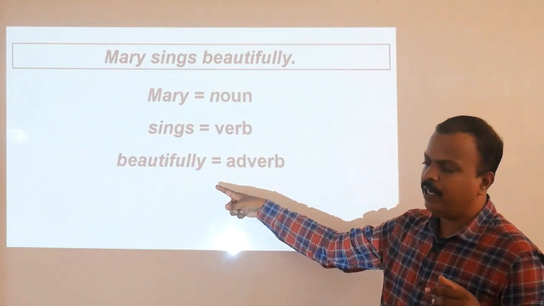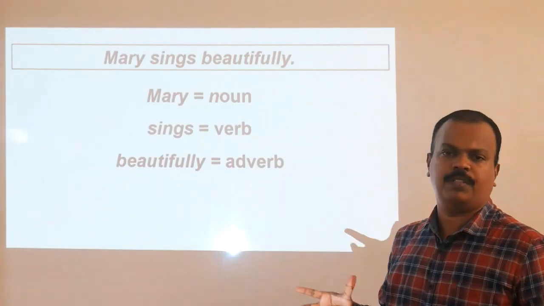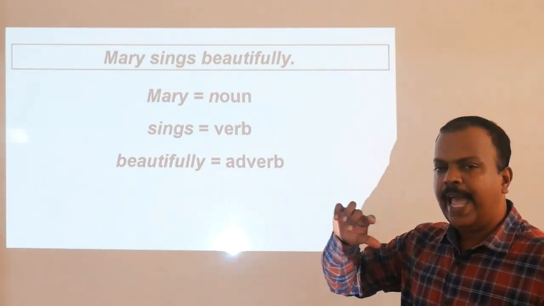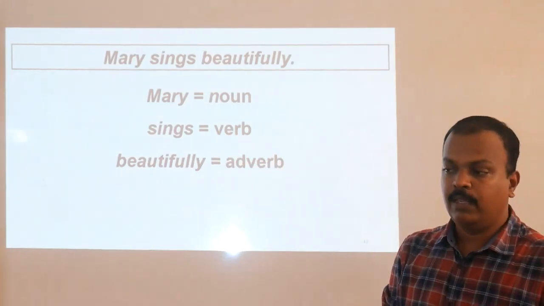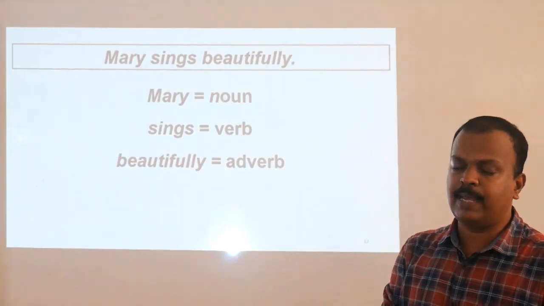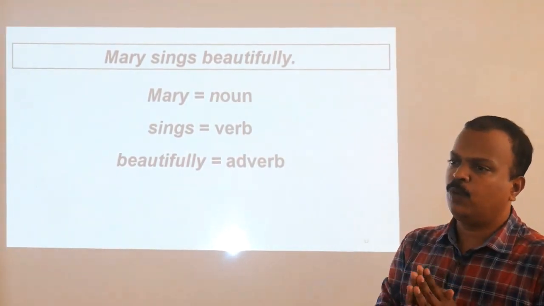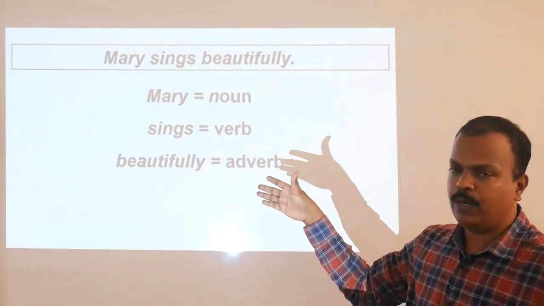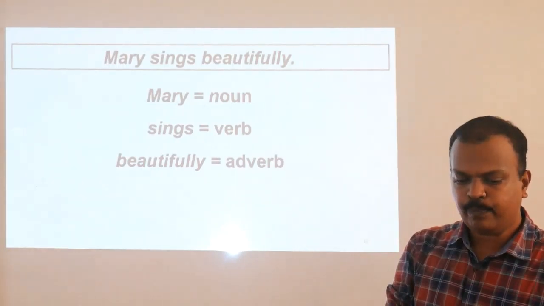Here, beautifully describes the verb sing. Yes, how does she sing? What is the manner? Beautifully. So we call it an adverb. Adverbs usually end in ly. I say usually. There are some adverbs which do not end in ly, but most of them do. So beautifully is an adverb. Again, three words in this sentence: a noun, a verb, and an adverb.